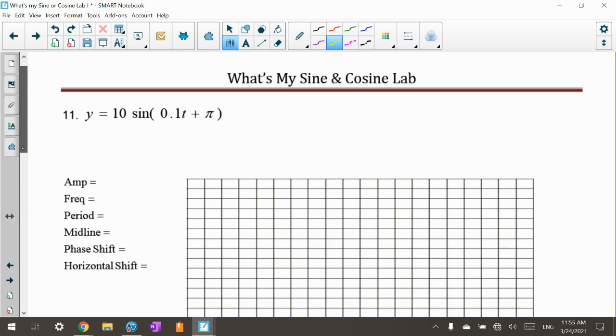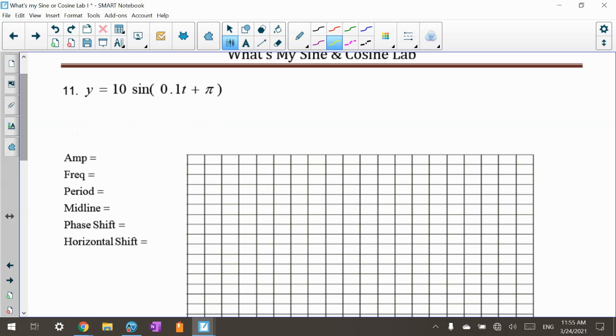The last graph we're doing here is number 11, and I've got 10 sine(0.1t + pi). So 0.1 kind of freaks everybody out. So we're going to write this as 1/10 t, plus pi. I'm going to factor out the 1/10 because it makes it a little bit nicer to look at. So if I take out 1/10, which is what 0.1 is, it's t plus, now this is a 1 in front of that. If I divide that by 1/10, 1 divided by 1/10 is like multiplying by 10, so that's going to be 10 pi.